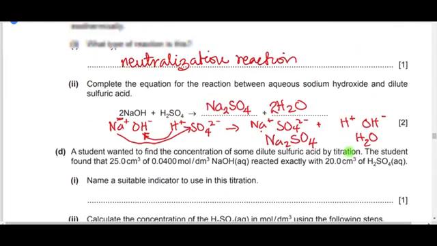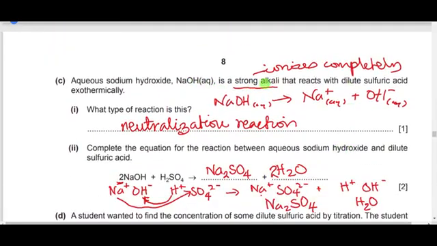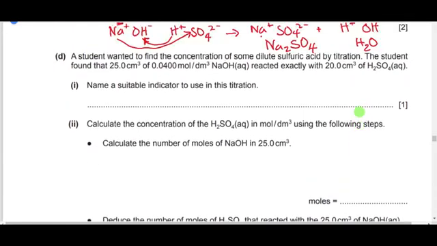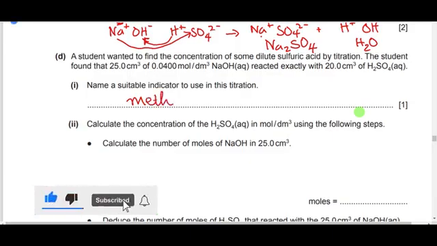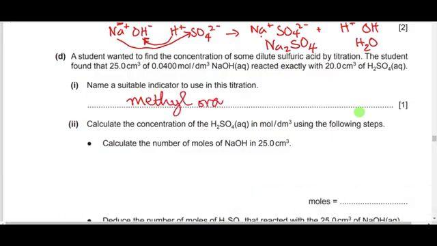Remember, at the beginning of this question, we were told that sodium hydroxide is a strong alkali which reacts with dilute sulfuric acid. And dilute sulfuric acid is a strong acid, and being a strong acid, it means that for this titration, you can use any suitable indicator, because at the end of the day, the end point will be around neutral. So a suitable indicator to use in this titration is methyl orange, because it's a titration between a strong acid and a strong base.